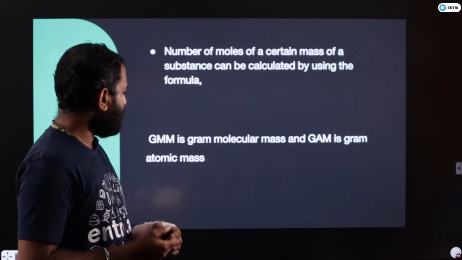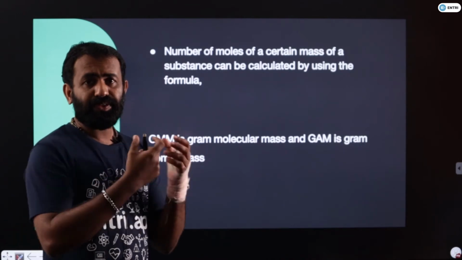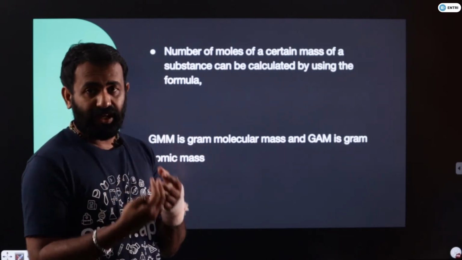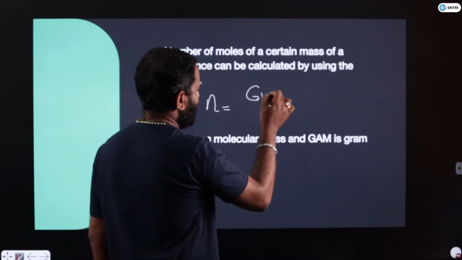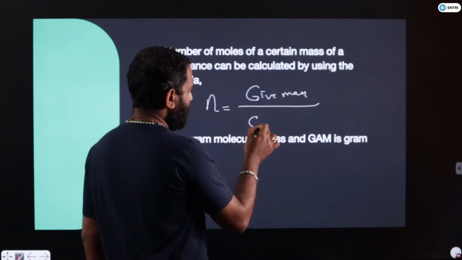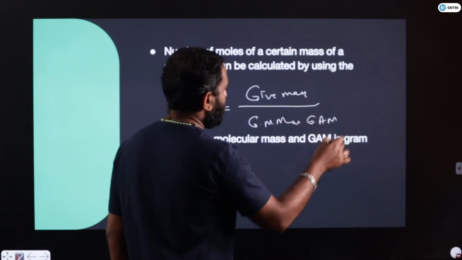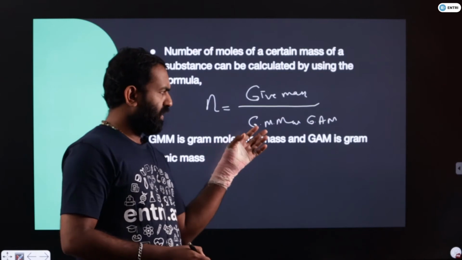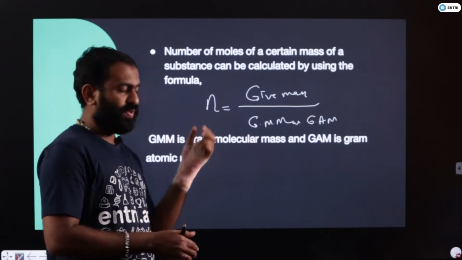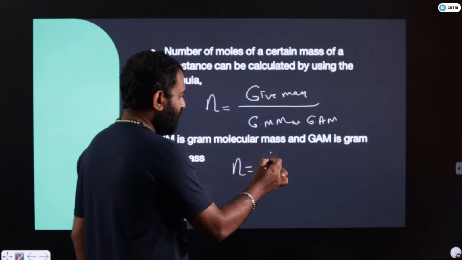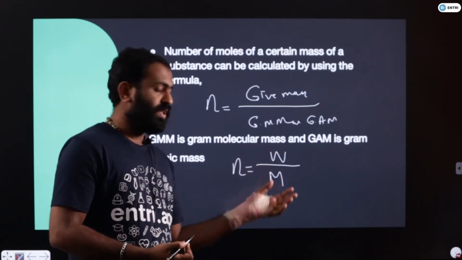Then, how can we calculate the number of moles? If the mass of a substance is given in gram, then we can calculate the number of moles as given mass divided by GMM or GAM, that is, given mass divided by gram molecular mass or gram atomic mass. This is the basic equation for calculating the number of moles. We can write it as n = W / M, where W is the given mass in gram and M is the molar mass.